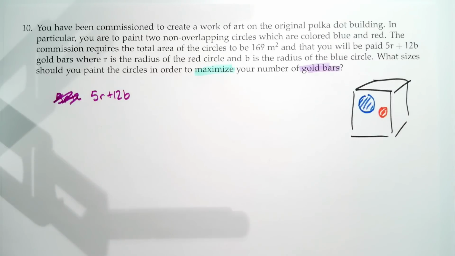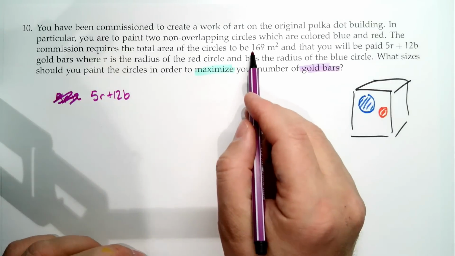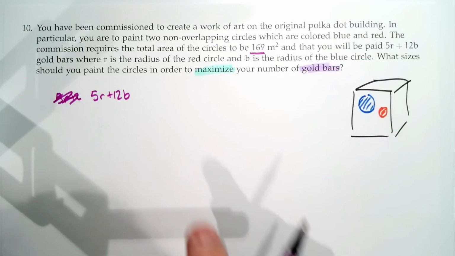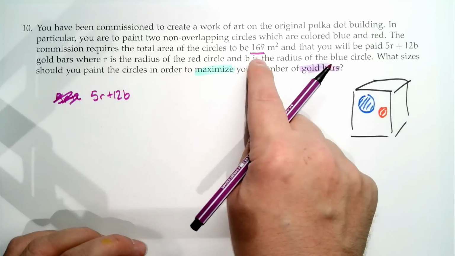Now, at this point, you might say, well, there's nothing hard here. But then you realize, oh, wait a second, I have R and B. Those are 2 different things. When I'm doing optimization, I've got to get down to a single variable. So that's always our key. How do we get down to a single variable? Well, we look for other numbers, because oftentimes the numbers are where we figure things out. And here's a number, 169. It says that the total area has to be 169.